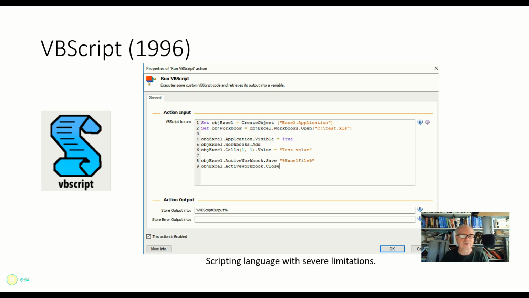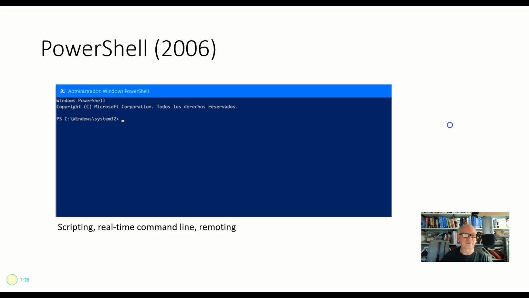The next stop on our tour here is VBScript, 1996. This was an attempt to do some better scripting. It turned out that DOS and the command line command.com, cmd.exe command line tools were not really capable of doing much scripting, and so we needed a scripting language in order to automate a lot of server stuff. And so Microsoft came out with VBScript. It was not particularly popular, had a lot of limitations to it.